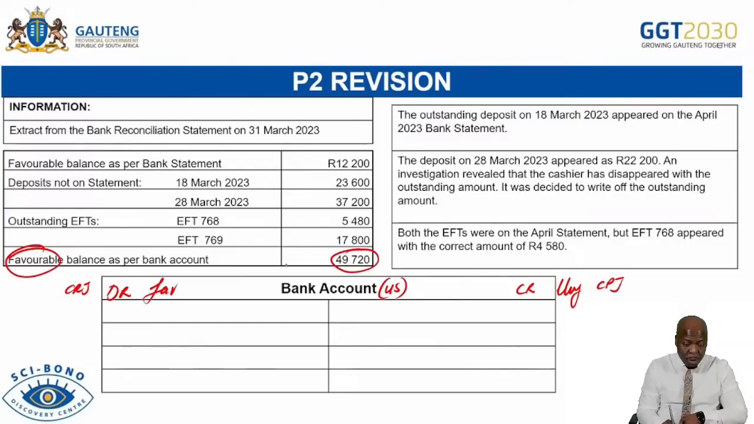The first thing we're going to take is the balance. So we're going to come here and I'm going to say balance brought down. And the balance brought down is 49,720. Take note of this, that whenever you have done this, you are now left with the updated journals and then you complete your bank account.